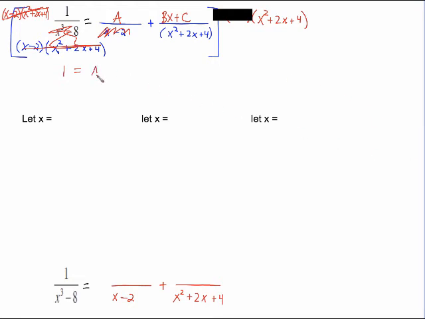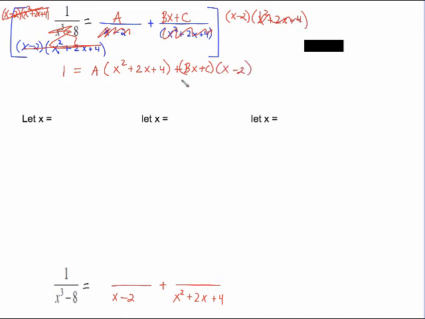And I will have left a times x squared plus 2x plus 4 plus, this time I'm going to cancel out the x squared plus 2x plus 4. So move my block over, and what's left is bx plus c, the block out of the way, times, see that's gone away, times x minus 2. And now we're ready to let x equal the values that will be helpful.